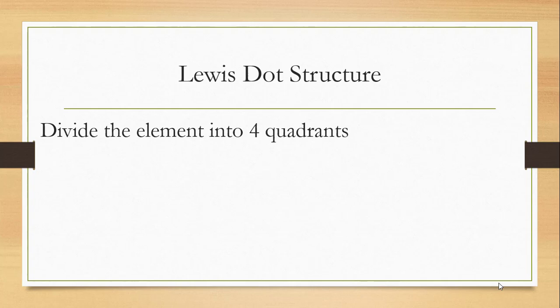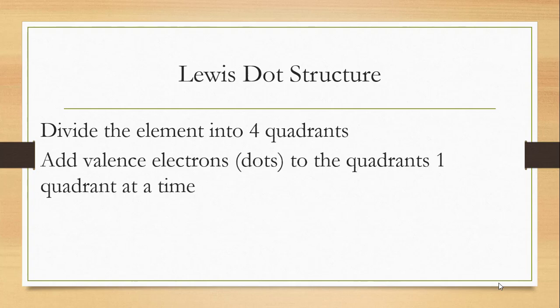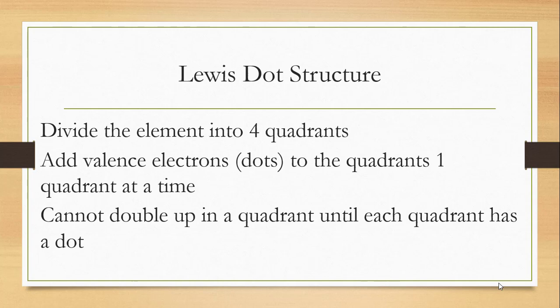After you write down the symbol for the element, you're going to think of it as having four quadrants: top, bottom, left, and right. You're going to start to add a dot or a valence electron into each of the quadrants, one quadrant at a time, and you cannot double up on a quadrant until each quadrant has a dot. This is not electron configuration rules. We're not going to follow those for electron dot structures. And the rules don't apply to hydrogen or helium, but once you see how this works, that becomes very obvious.